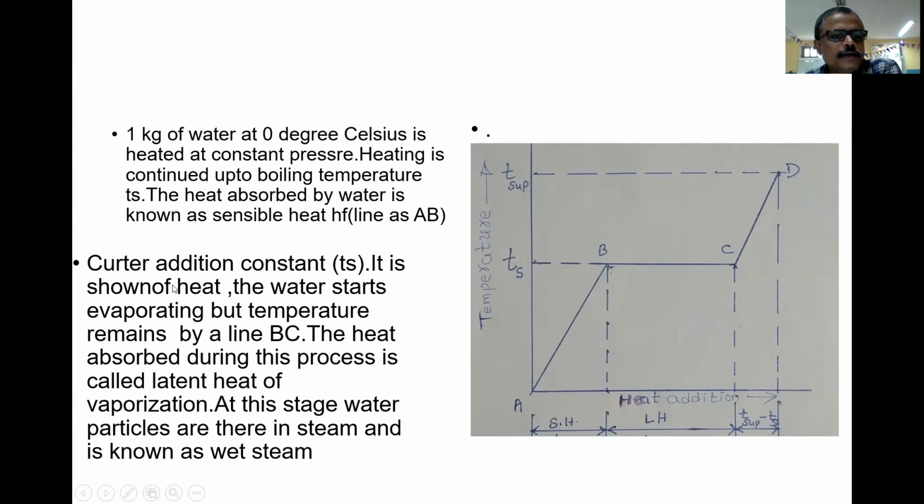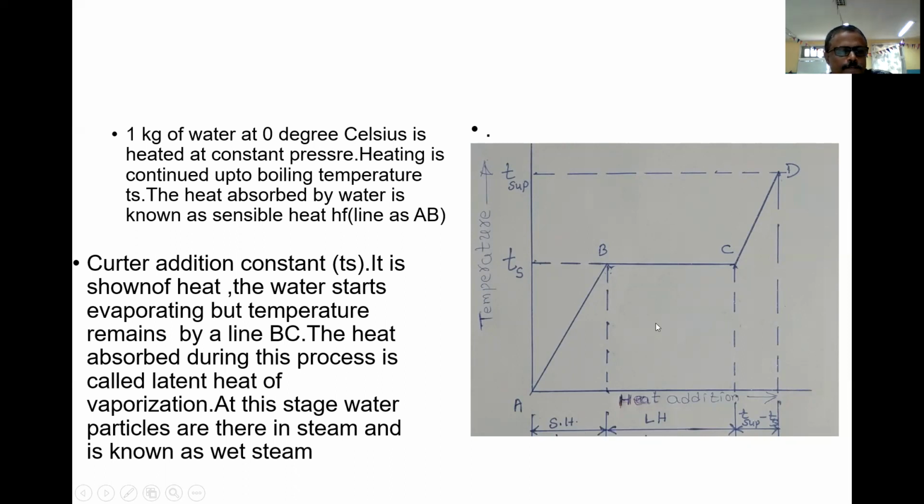Next, addition of heat will make the temperature constant during that. That is shown by the line BC. The water starts evaporating, but temperature remains constant. The heat absorbed during this process is called the latent heat of vaporization. So whatever heat is added during this phase is called LH, that is latent heat of vaporization, and it is denoted by the term hfg.